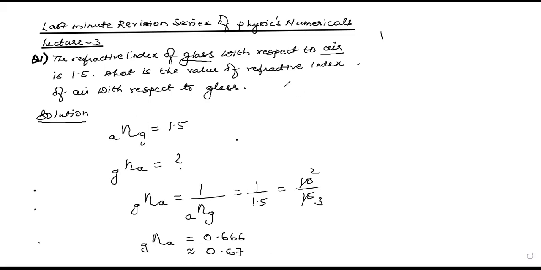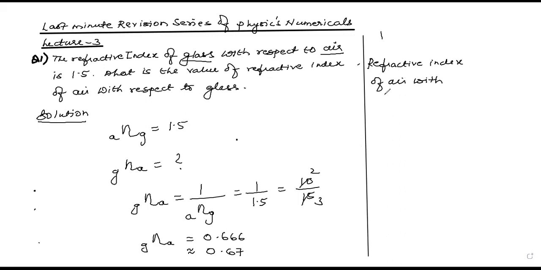So answer, I'll write the answer. I always told you children, you should always write the answer with respect to the question, the way it is asked, okay? So what is the answer, children, here? The answer will be refractive index of air with respect to glass. We got it as 0.67. Okay, this is the answer. Are you getting me, children?